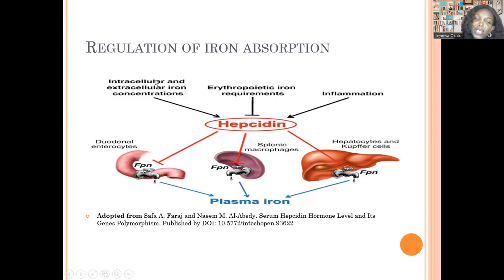An increase in intracellular and extracellular iron upregulates hepcidin production. Inflammatory processes, or production of interleukin 6 and interleukin 1, also upregulate hepcidin production.